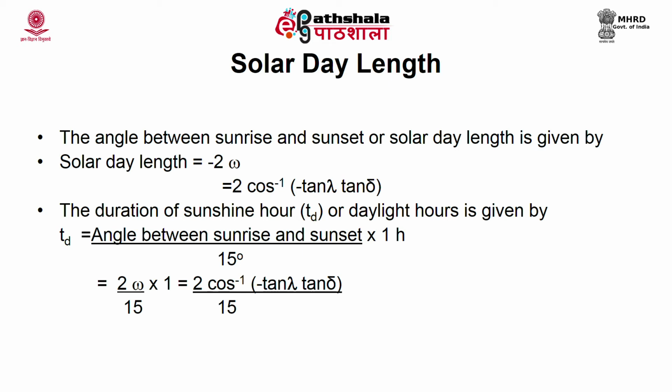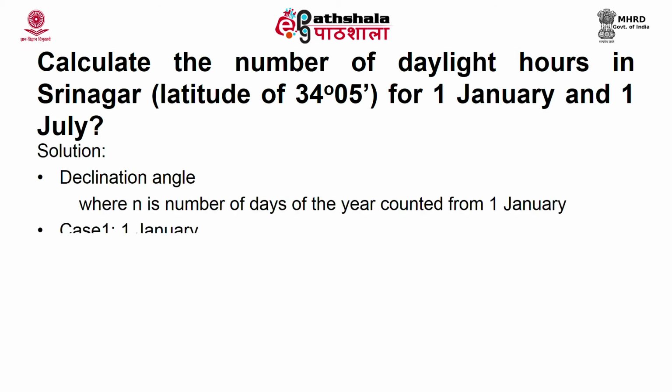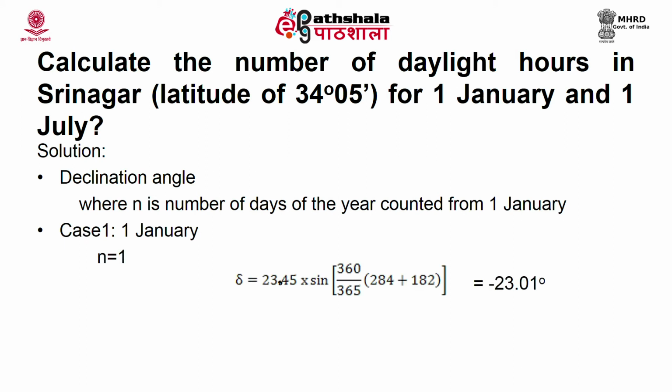The latitude angle increases from the equator to the poles, and day length hours will increase as we move towards the pole. We can see the change of day length hours with latitude in this figure. Let us calculate the number of day length hours in Srinagar for 1st January and 1st July. Here the latitude of Srinagar is 34 degrees 5 minutes north. Declination angle delta is given as 23.45 multiplied by sine of 360 by 365 multiplied by the sum of 284 plus n, and n is counted from 1st January.